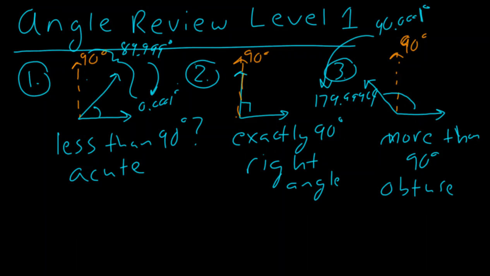So if it's less than 90, it's acute. If it's exactly 90, it's a right angle. And if it's more than 90, well, we call it obtuse. I would encourage you to pause the video and take those notes. Let's move on.